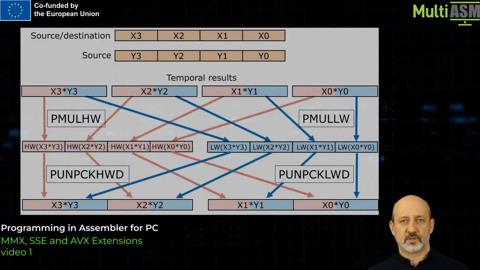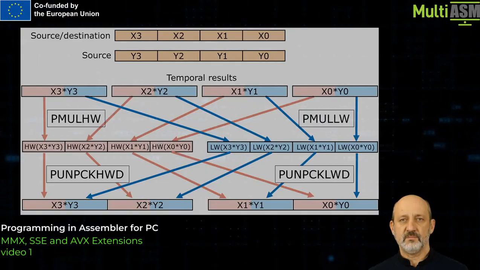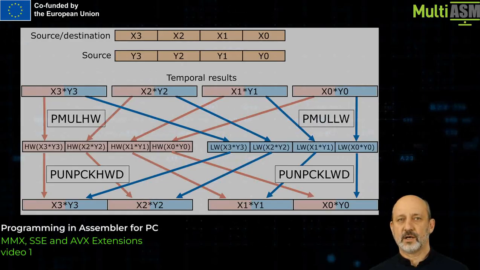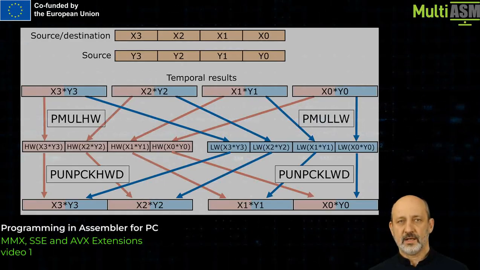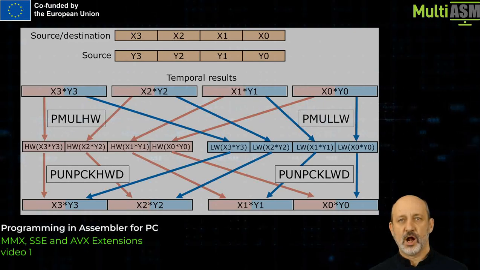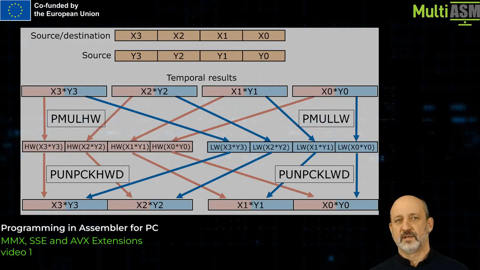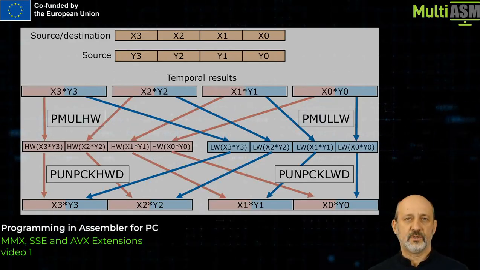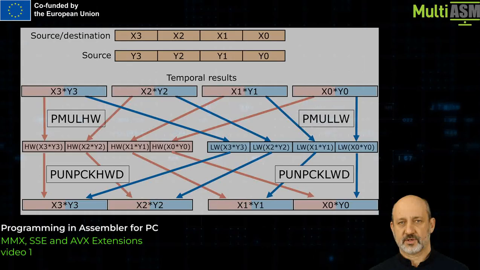For a vector of words, the instructions are PMULHW, which stands for packed multiply with storing higher halves of the results, and PMULLW, packed multiply with storing lower halves of the results. Those halves can be joined together, forming full results with unpack instructions.